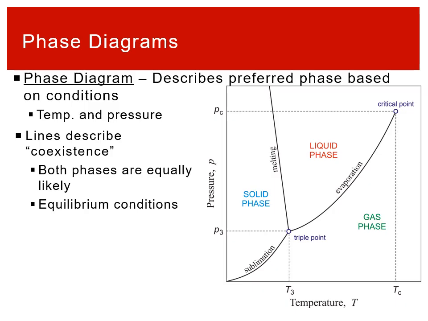So the phase diagram is a two-dimensional graph that describes what phases are present under certain conditions. You'll see temperature is on the bottom, the horizontal axis, and pressure is on the vertical axis. This is always going to be our standard representation. They're describing the external conditions. So if I have a temperature and a pressure, what conditions is my substance in? Will that substance be a gas, a liquid, or a solid?